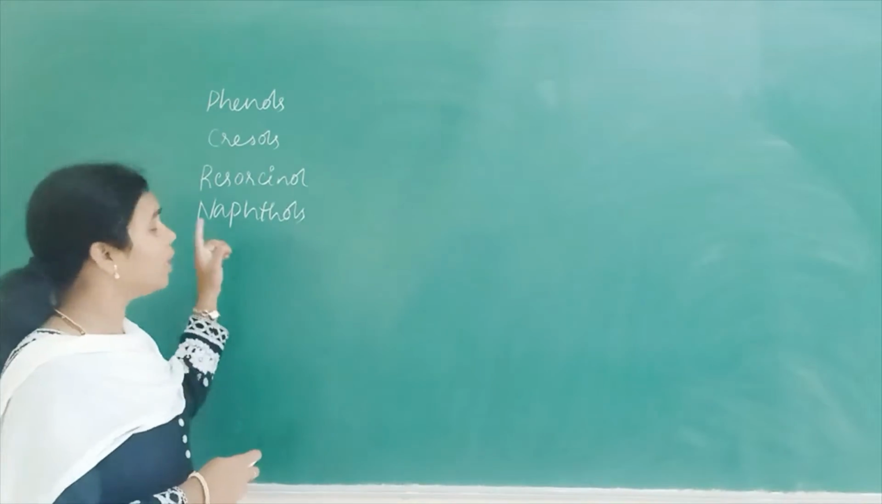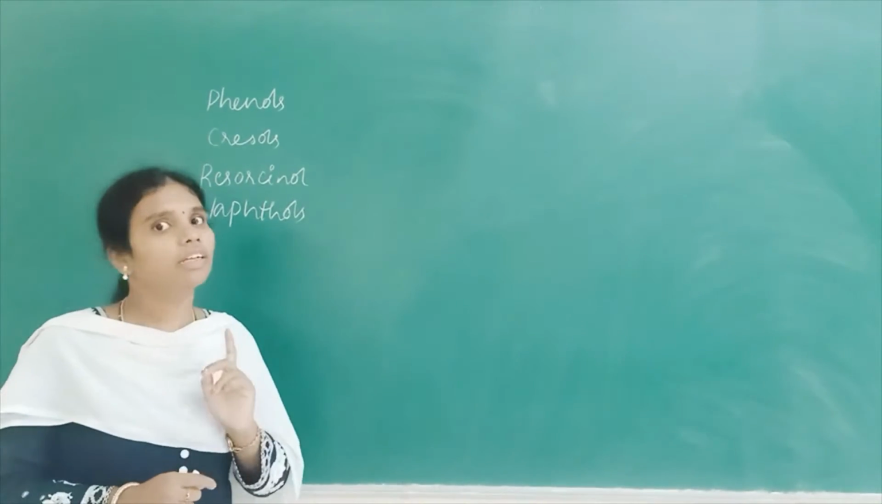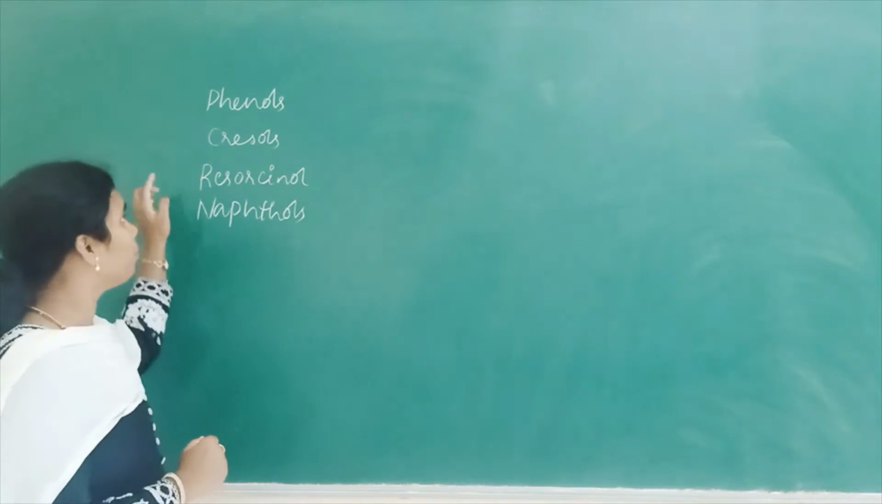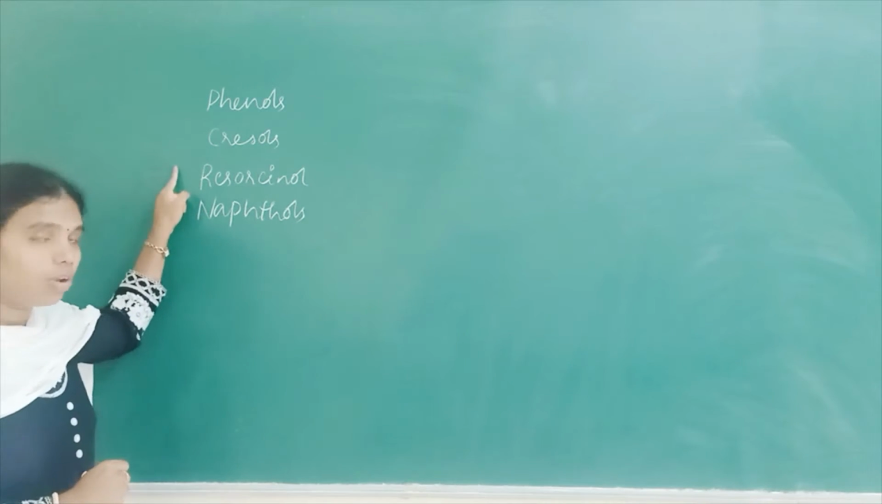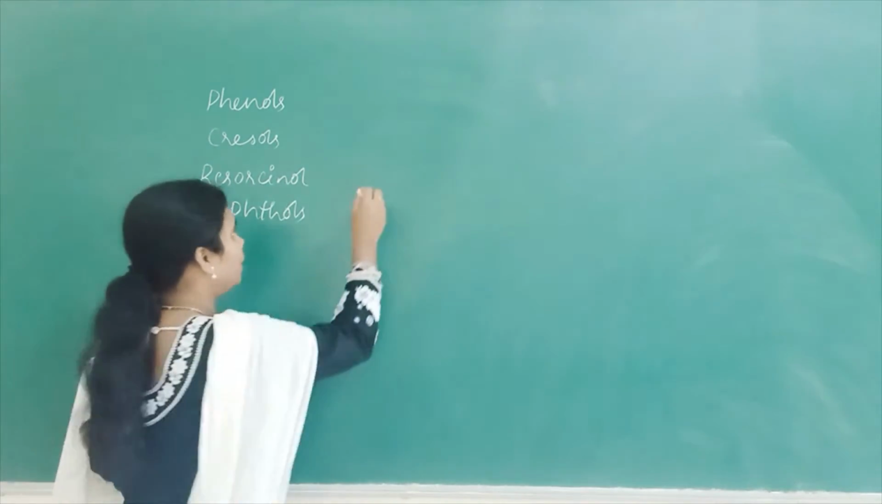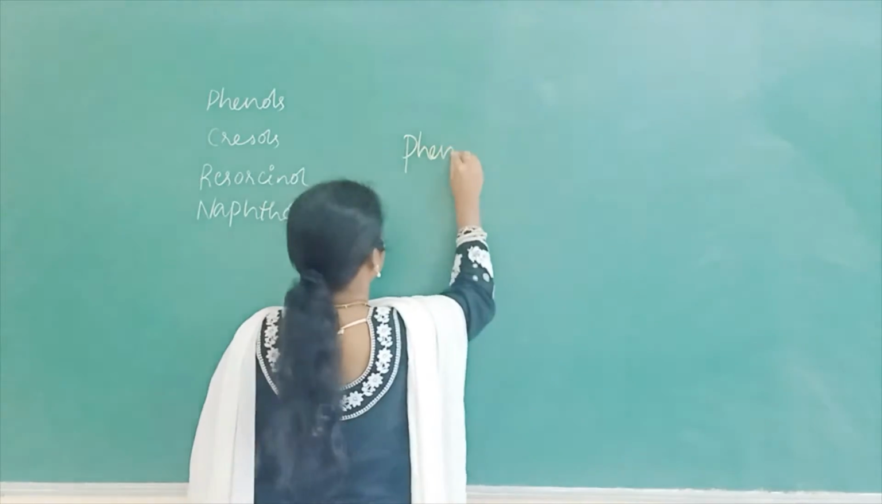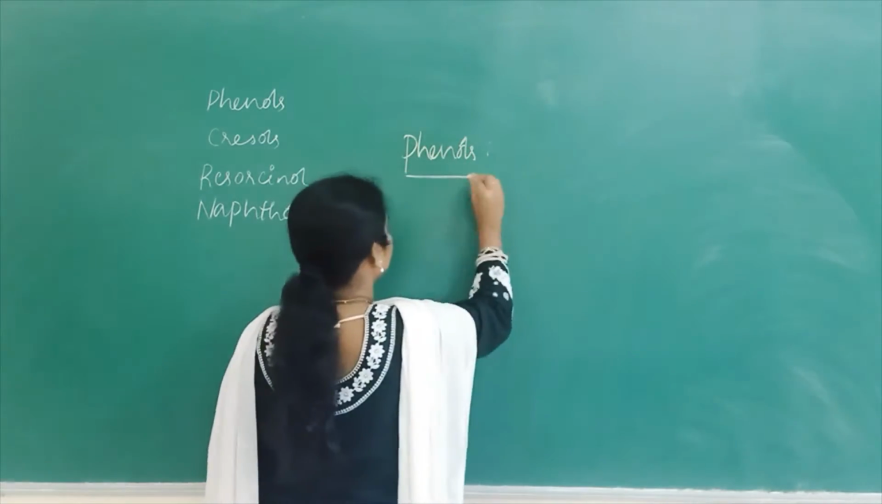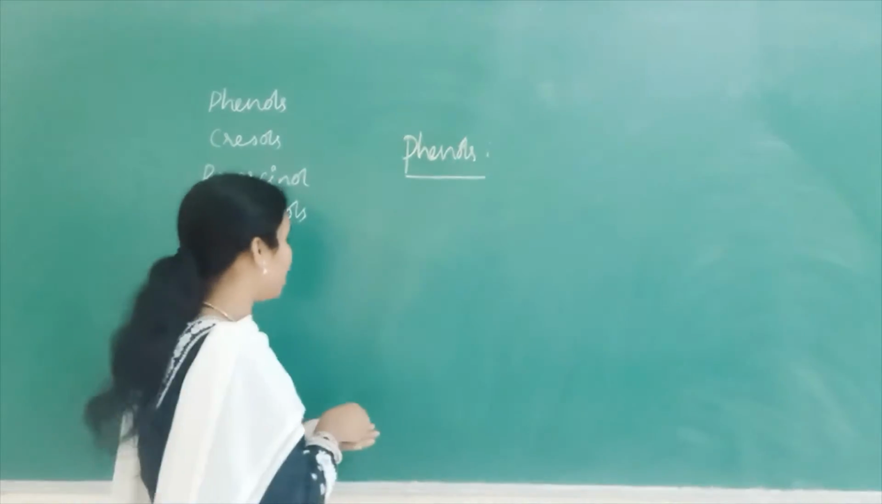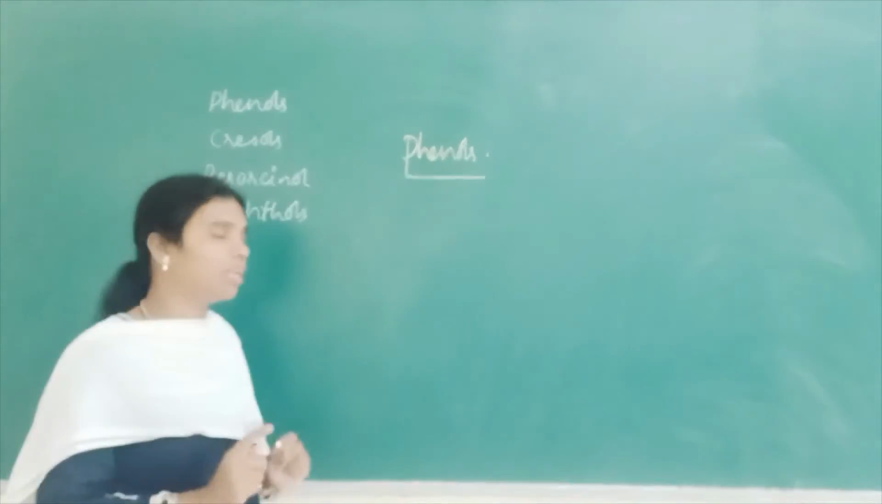So why wait? Let's go in detail about each and every compound. This topic comes under Unit 2 of Pharmaceutical Organic Chemistry 2. The various compounds here are phenols, cresols, resorcinol and naphthol. Let us discuss one by one. Phenol. You need to learn about their structure, use and qualitative test. If it has any identification test, you will have to study that.